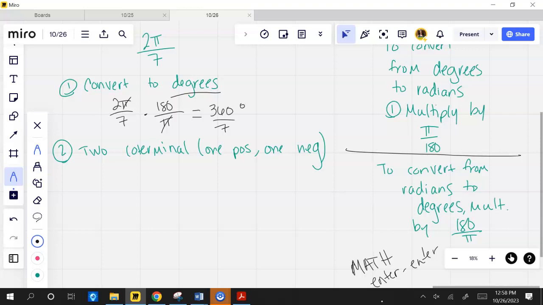Give me 2 coterminals to that. This time I'm in degrees, so what am I adding and subtracting? 360. So 360 over 7 plus 360, and 360 over 7 minus 360. Use your calculator.